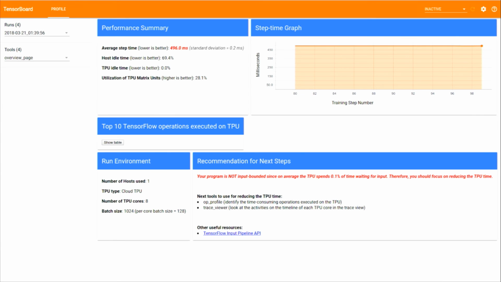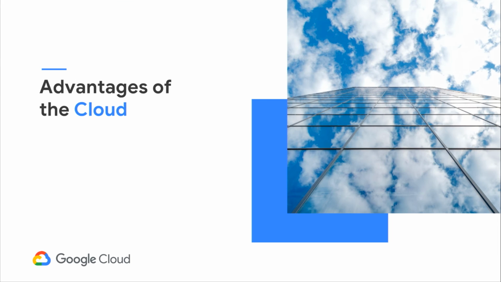We even try to give you high-level advice. I don't know if you can read it here in red, but this is telling you that your program is not input-bounded, so keep working on your step time. We're really trying to provide higher and higher level guidance as you're optimizing these models on the TPU.